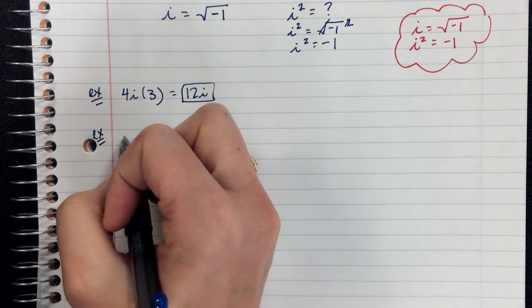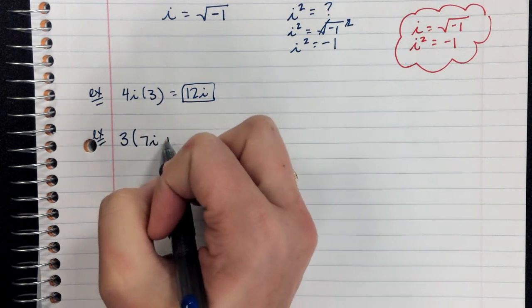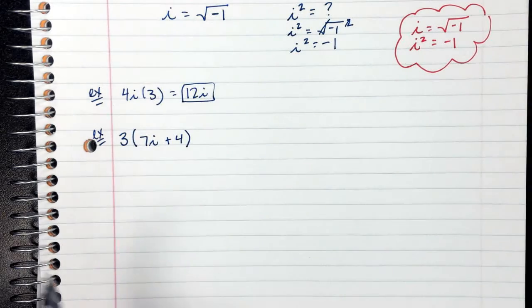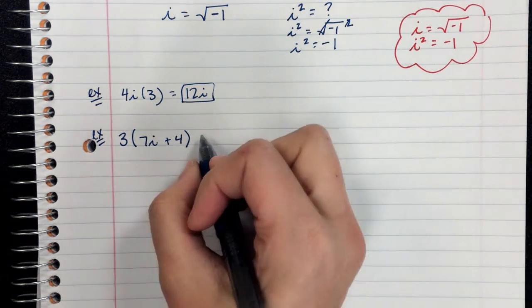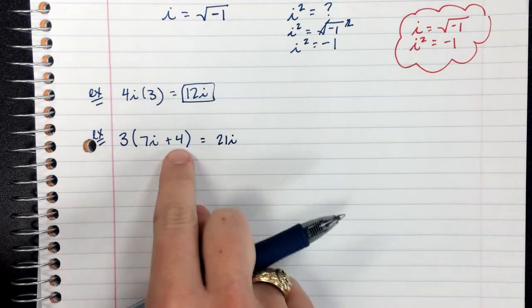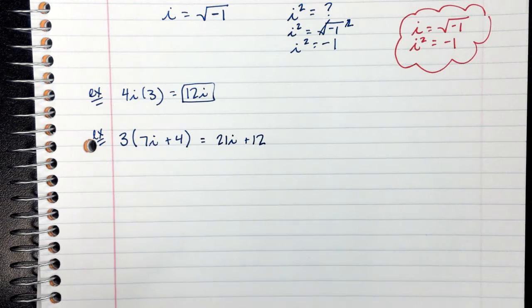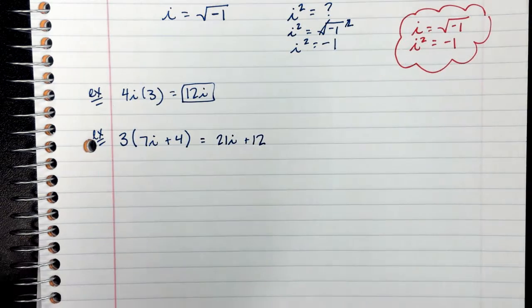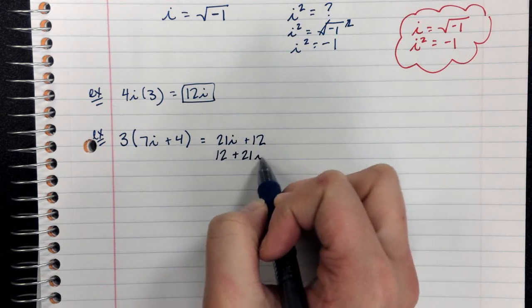Next example says 3 times 7i plus 4. What do I need to do with that 3? Distribute. So 3 times 7i is 21i. 3 times 4 is 12. Is that the correct answer? No. You have to switch them. So it's going to say 12 plus 21i.